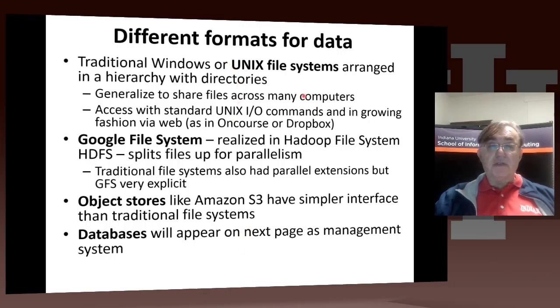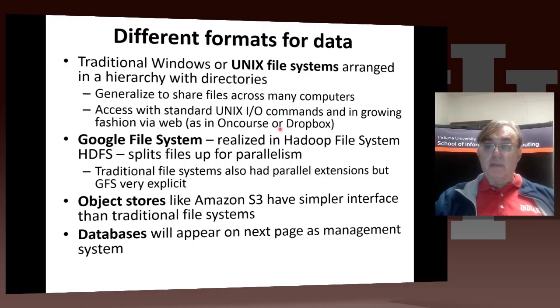So we have different formats for data. We have traditional Windows and Unix file systems arranged hierarchically. Those can be accessed online through systems like OnCourse at Indiana University, that's Sakai, Dropbox, or Microsoft SharePoint. And they often have access with standard Unix I/O commands or via the web. There are other systems. We have what I call data parallel file systems, which are like the Google file system originally, or Cosmos from Microsoft.